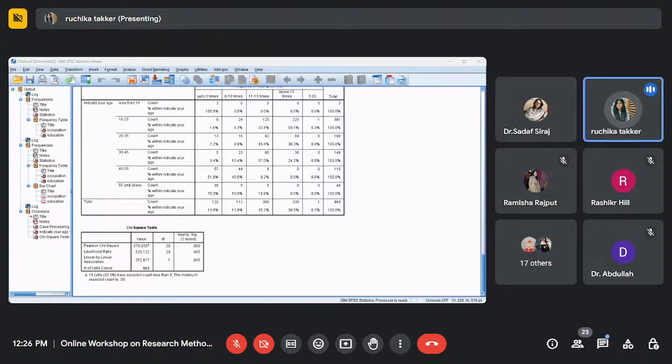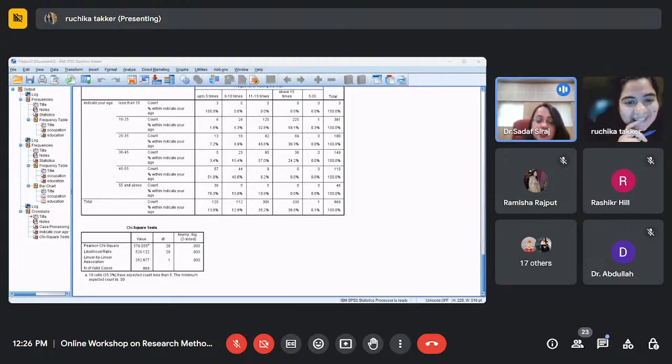Ma'am, age is the independent variable, yes. And the dependent variable is the frequency of visiting the mall, right? But we have so many age groups, but the null hypothesis remains the same. There is no difference between the age groups and their frequency of visiting the malls. And the alternative would be there is a difference between the age groups and the frequency of visiting the mall.